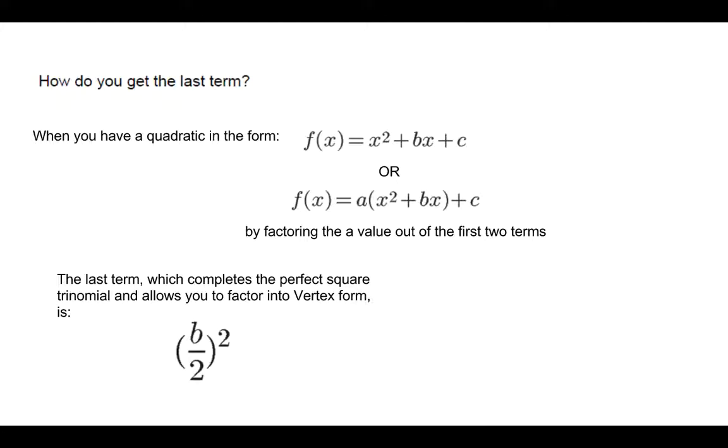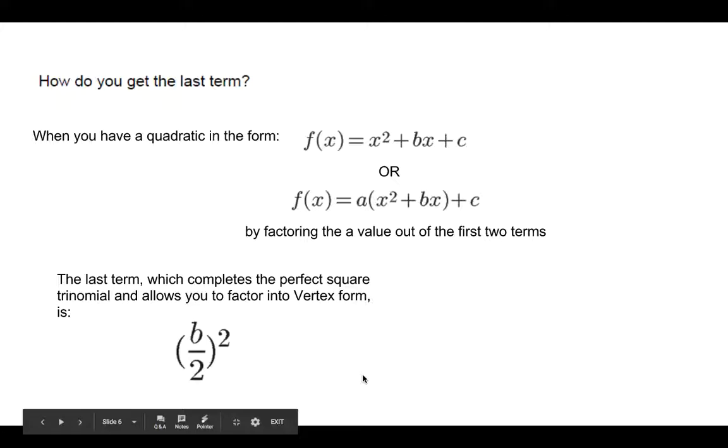Because when you expand it out, you're adding that number twice to get the middle term, and that's going to be the b over 2 part, but you're also multiplying that number twice to get the c value. And so that's what we're going to be focusing on, is b over 2.